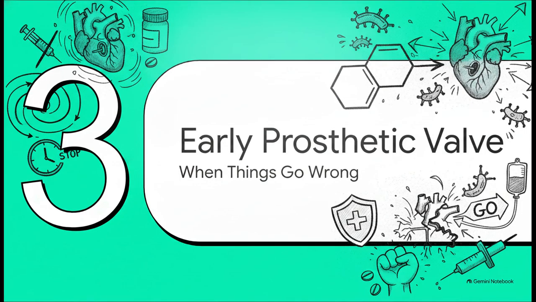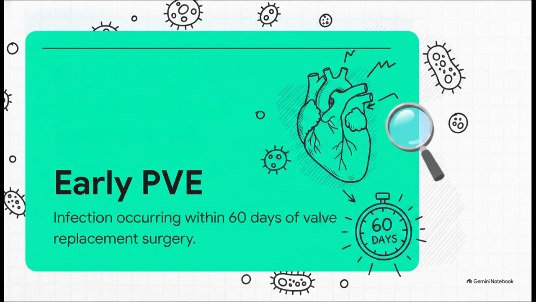All right, Section 3, early prosthetic valve treatment, when things go wrong. So, knowing when to withhold treatment is great for stewardship, but what happens when a patient actually develops a severe infection after getting a valve replacement? We have to shift gears from prophylaxis to aggressive treatment. First, we need to define early prosthetic valve endocarditis, or PVE. This is an infection that happens specifically within 60 days of valve replacement surgery.